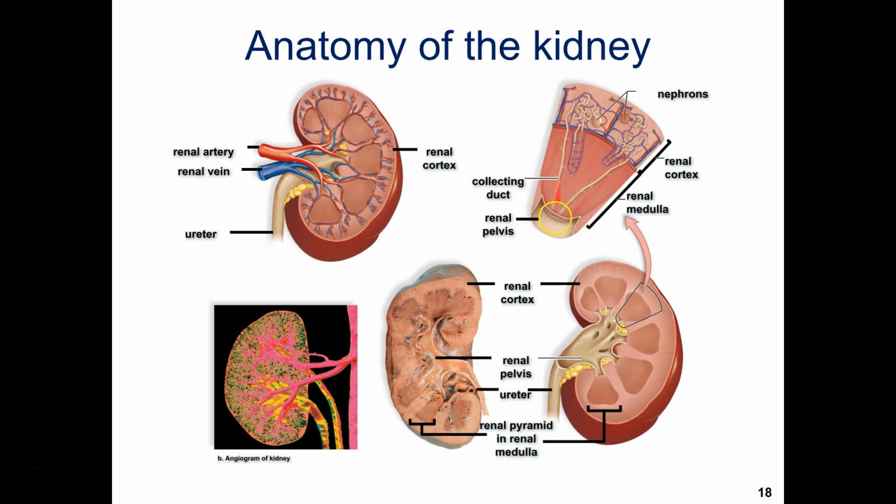And the collecting ducts you see feed from these nephrons down into the renal pelvis. And you can see hopefully why this is called the pyramid, the renal pyramid. It kind of looks like a triangle.